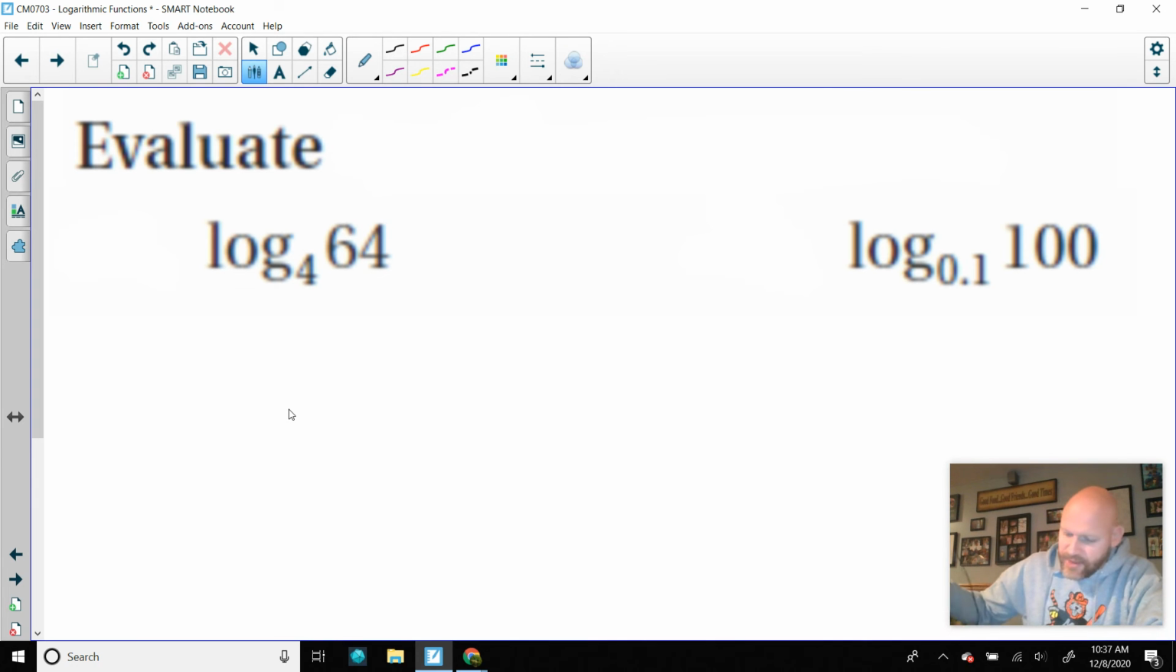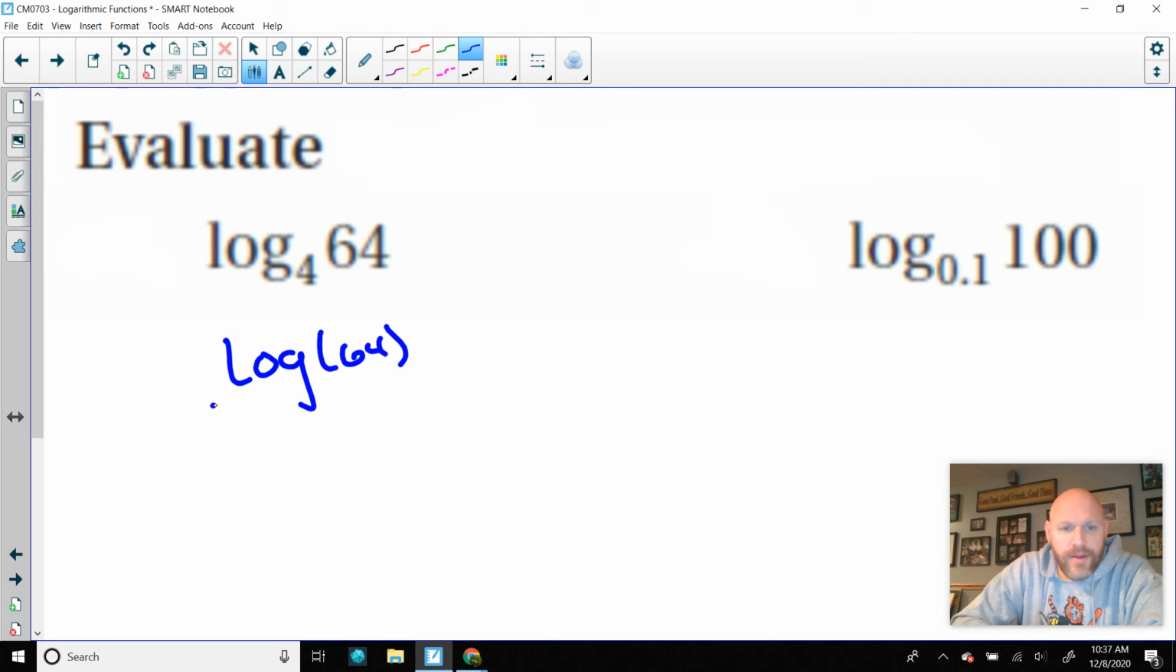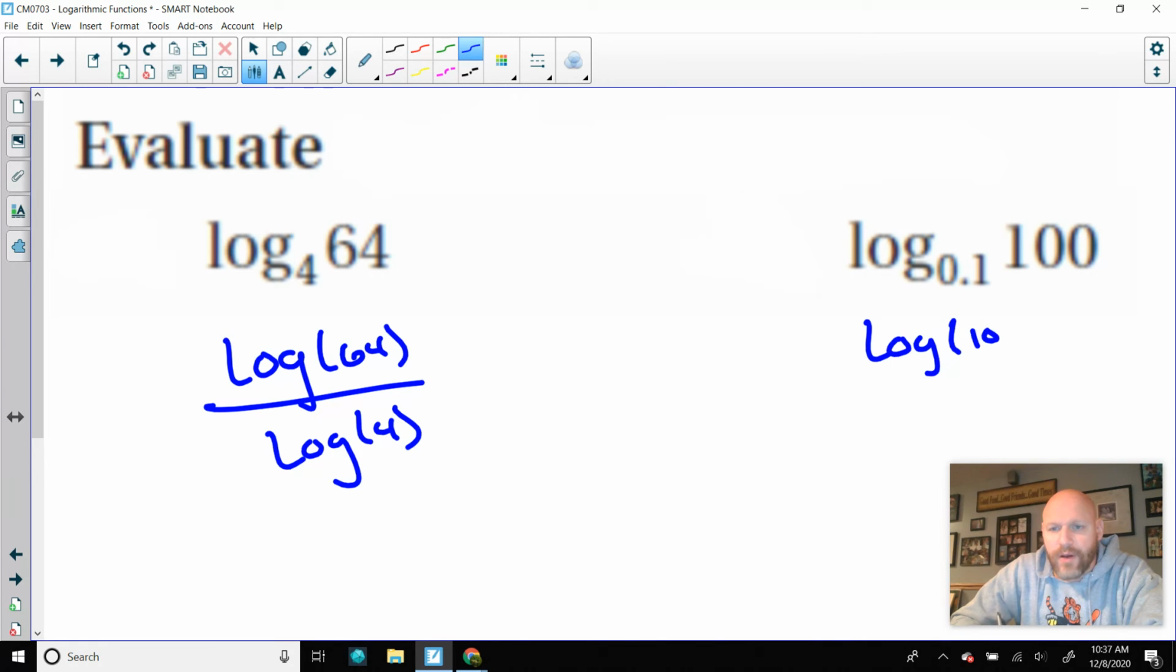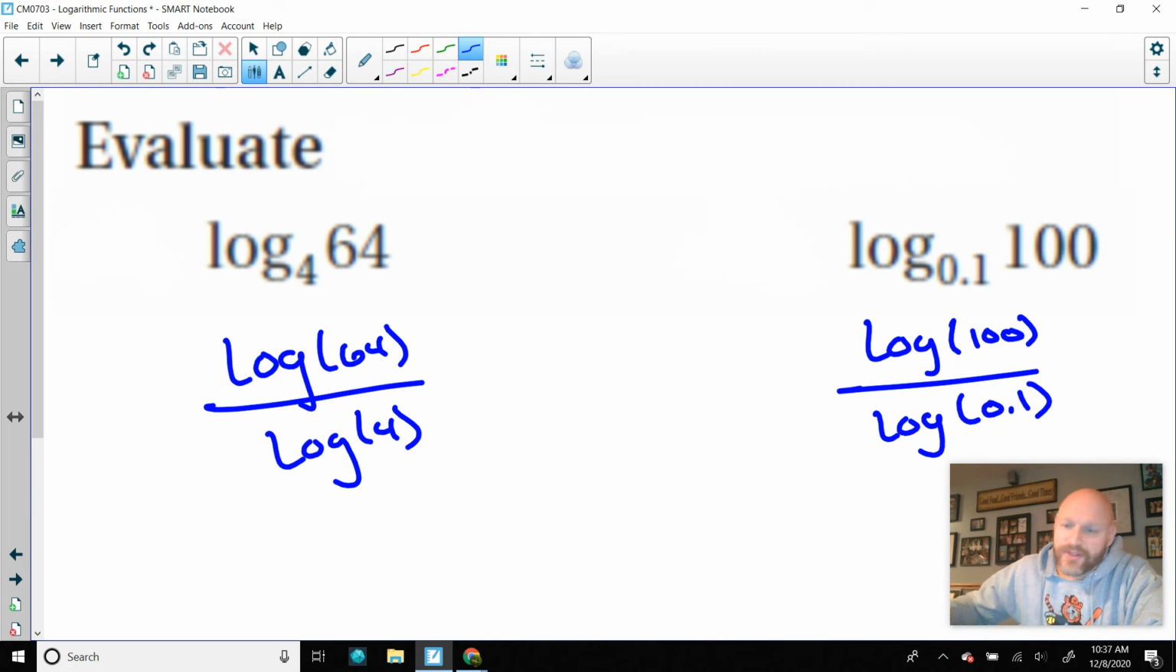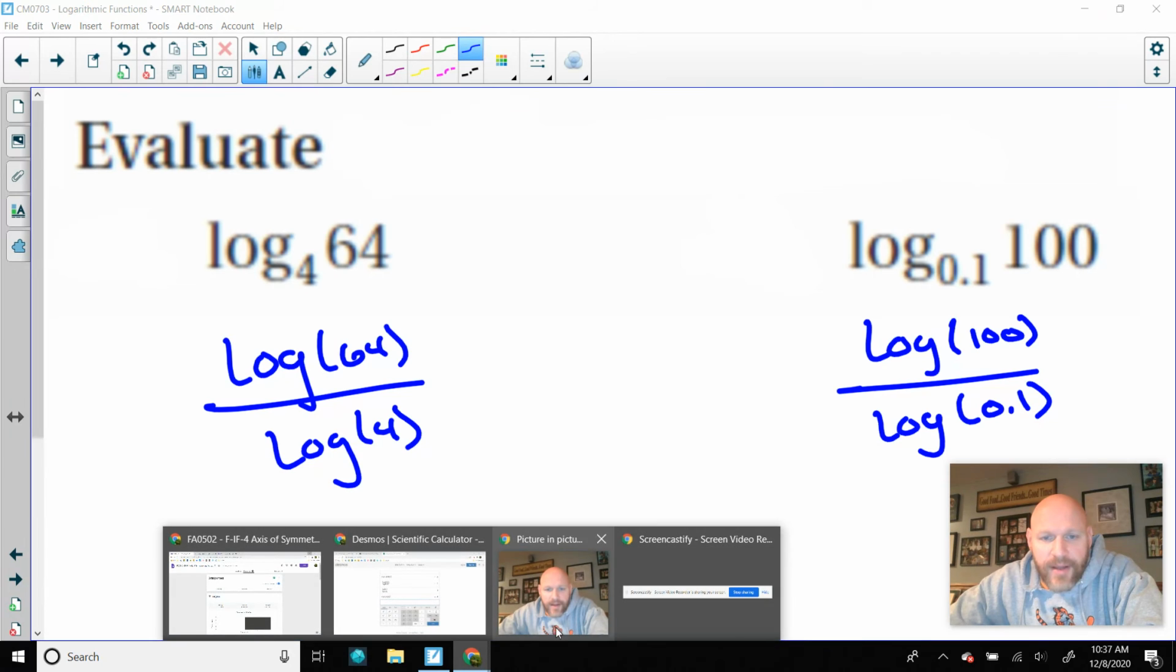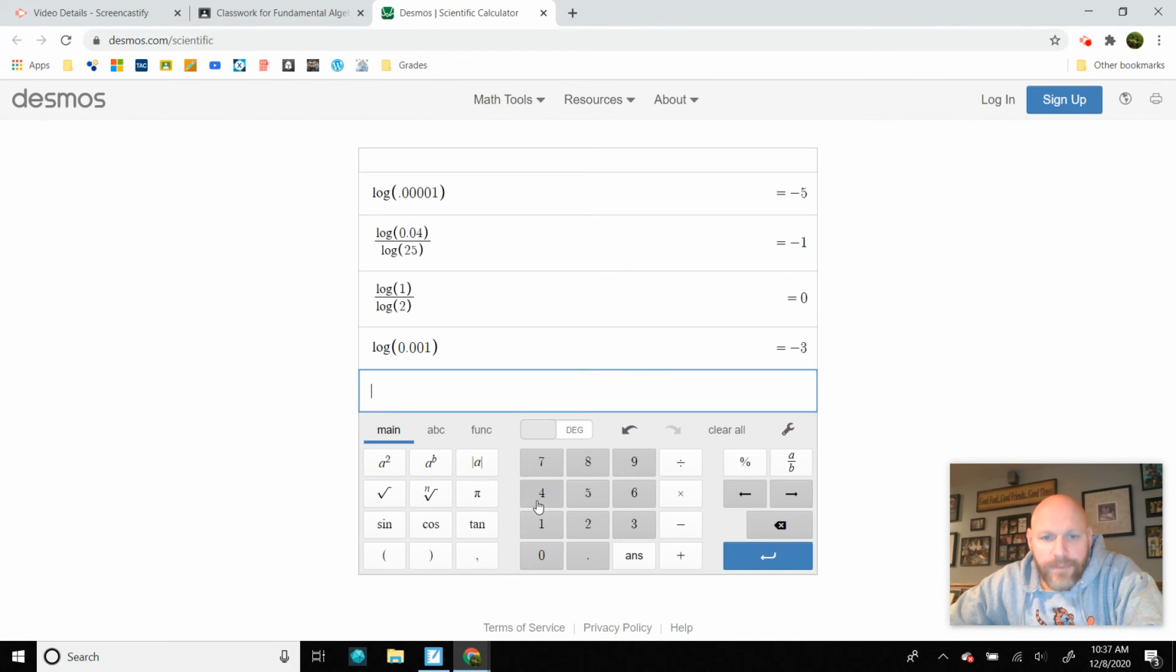All right, let's go ahead and do these because you can hit pause on your own. So what I'm looking at here, we're going to do the log of 64 divided by the log of 4. Over here for this one, we're going to do the log of 100 divided by the log of 0.1. And we'll just type those into the calculator just like that. We have our number on top, the base on the bottom. We just type them right into the calculator like so.